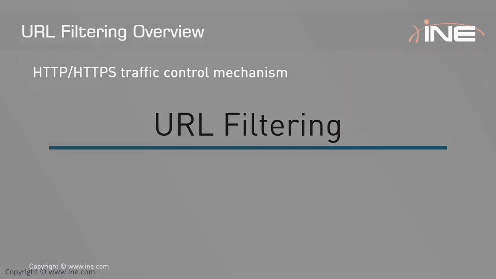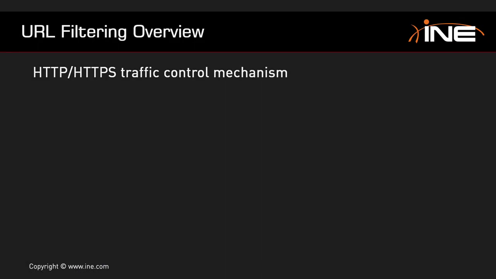We will now take a look at another Firepower Threat Defense engine. This time it is going to be URL filtering. The purpose of the URL filtering engine is to provide you a flexible mechanism that you can use to enforce your HTTP, HTTPS traffic control.